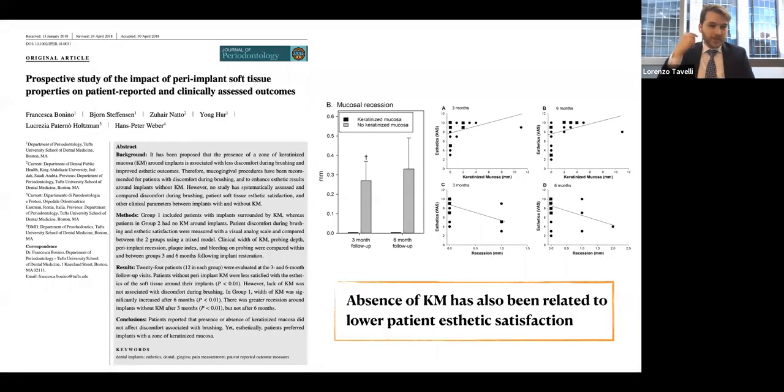In this study that they performed at Tufts University in Boston, with patient questionnaires, they demonstrated that patients are actually able to identify when they have implants without keratinized mucosa, and these implants were actually rated as having less aesthetic outcomes compared to implants with keratinized mucosa. So you have to think that it's not just us, the professionals, who can say, okay, this implant does not have enough keratinized mucosa. Patients are able to assess this as well.